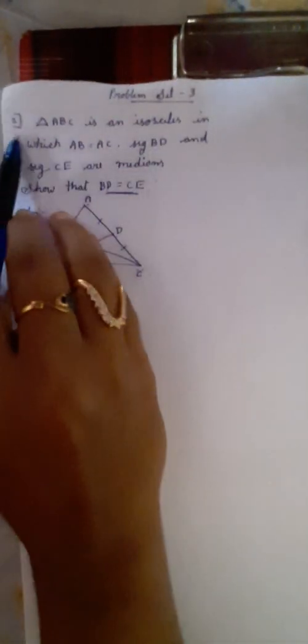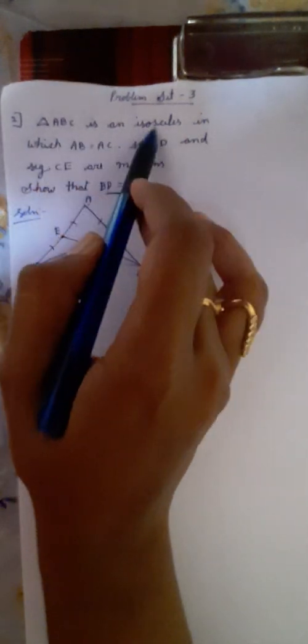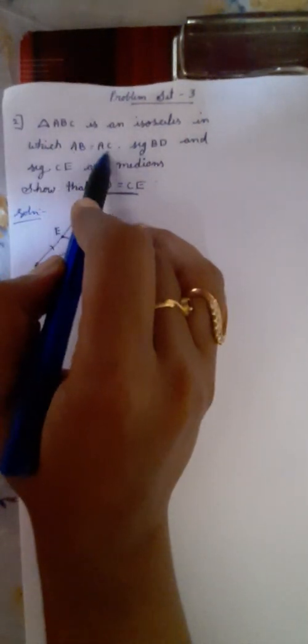Problem set 3, question number 2. In triangle ABC is an isosceles in which AB equal to AC. So according to the question, we will draw one figure.